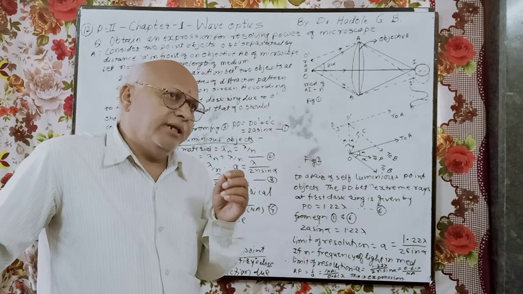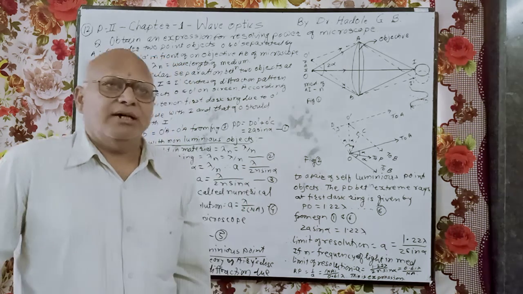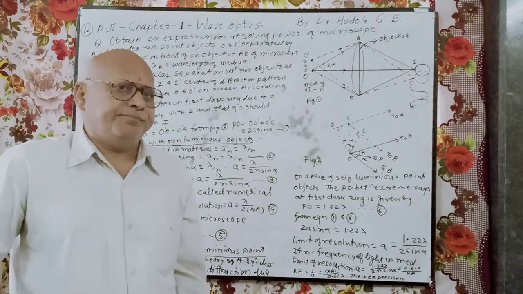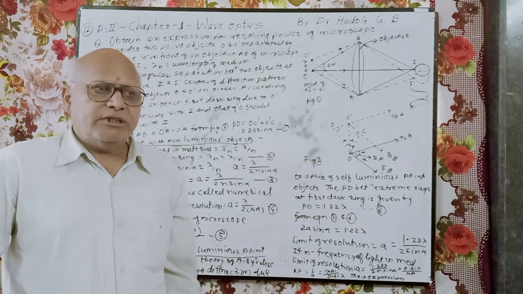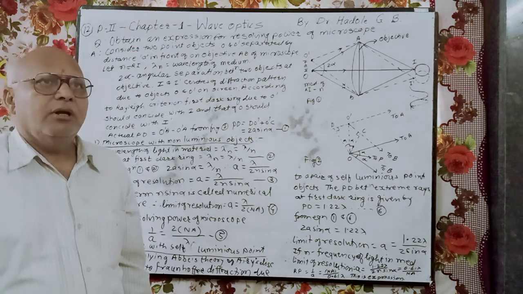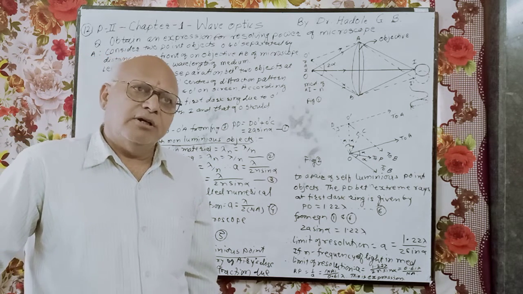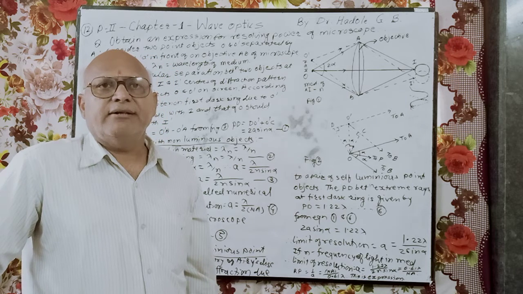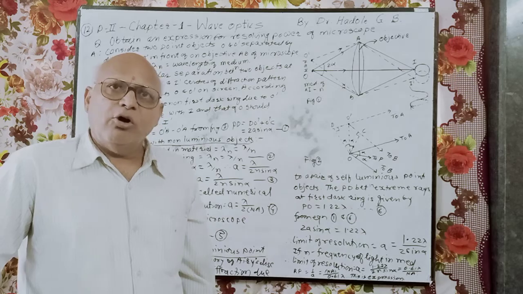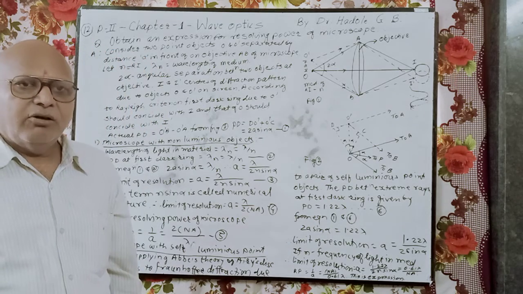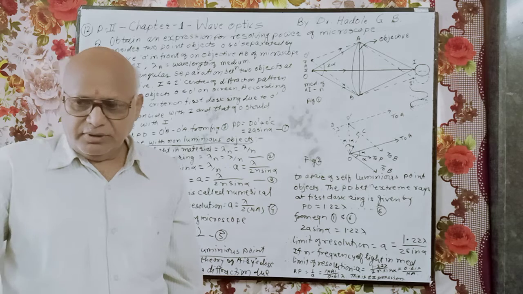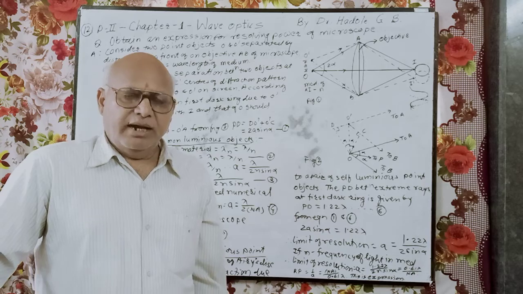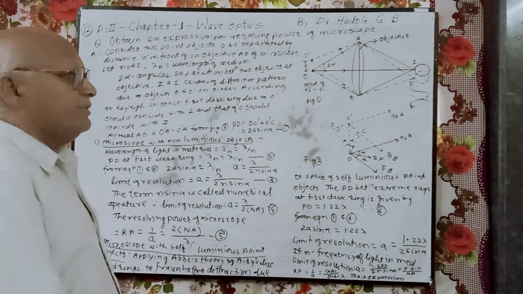These objects are very minute, very small in size, and according to Rayleigh criteria, every object produces a diffraction pattern. If two diffraction patterns satisfy the second condition of Rayleigh criteria, then we can see the objects separately, distinguished clearly. Their images can be seen clearly. And the same thing we are going to obtain for this.